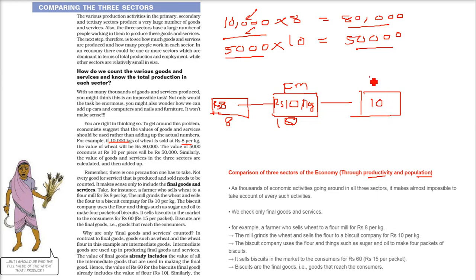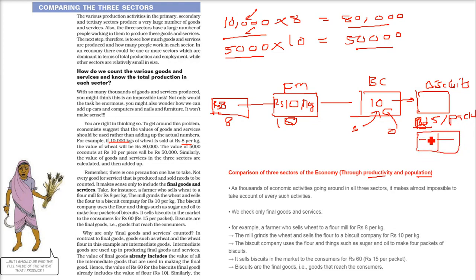Now this is a biscuit company. The biscuit company is buying it for 10 rupees. Now it is adding certain stuff, like sugar and oil, and converting this wheat into actual biscuits. Say a biscuit sells at 15 rupees per packet. For 4 packets, 1, 2, 3, 4, it is selling for 60 rupees. So we can say it started with 8, then went to 10, then went to 15.